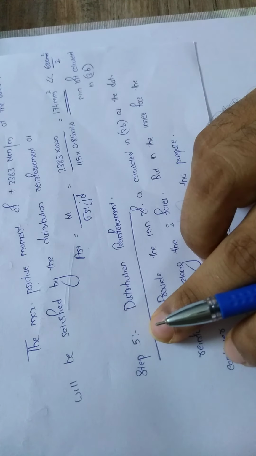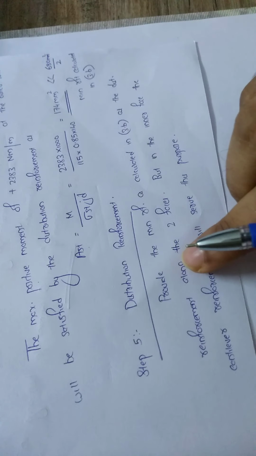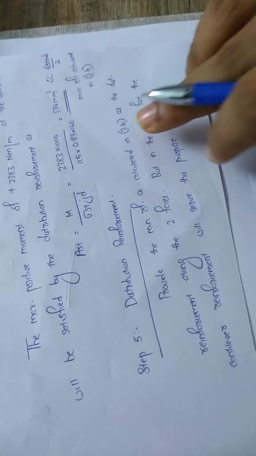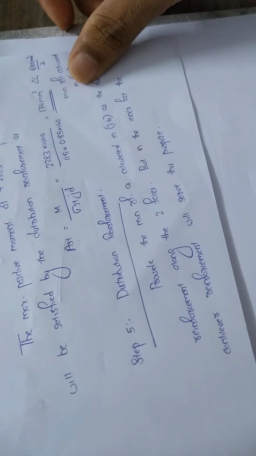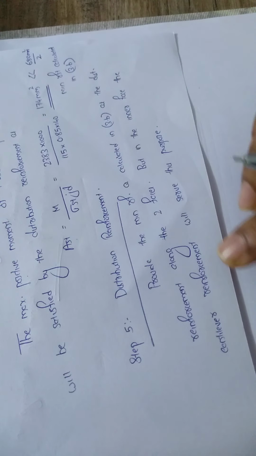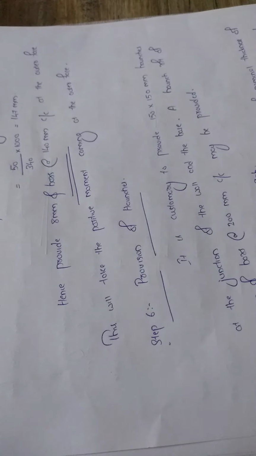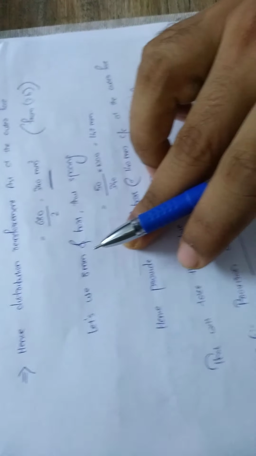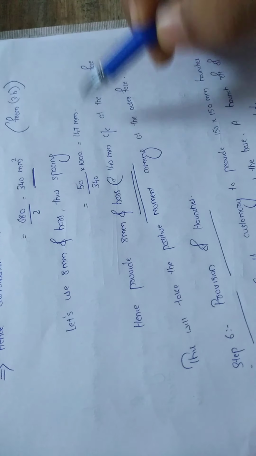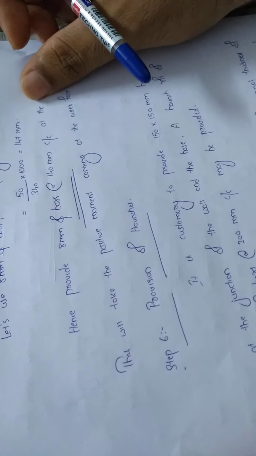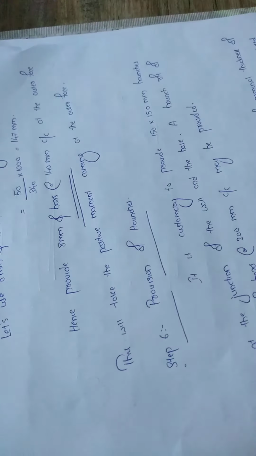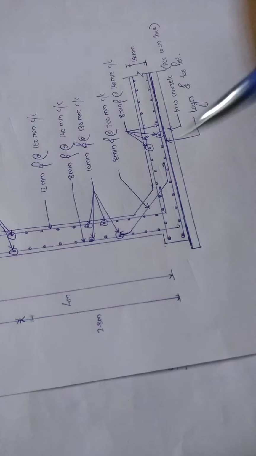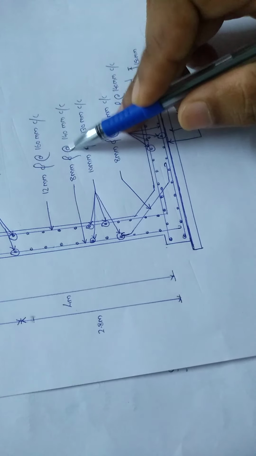So going on to step 5, that is distribution reinforcement, and we are providing a minimum reinforcement as calculated in step 3b as the distribution reinforcement along the 2 faces. But in the inner face, the cantilever reinforcement will serve this purpose of distribution reinforcement. Hence, the distribution reinforcement AST at the outer face will be 340 mm squared, and let us use 8 mm dia bar, and the spacing will become 147 mm. Hence, provide 8 mm dia bars at around 140 mm center to center at the outer face. So the outer face reinforcement will be 8 mm dia at 140.